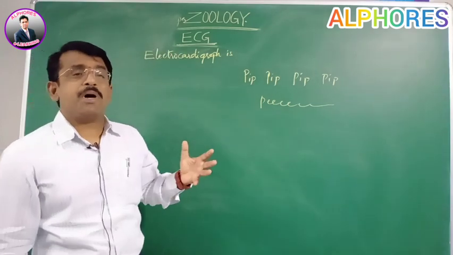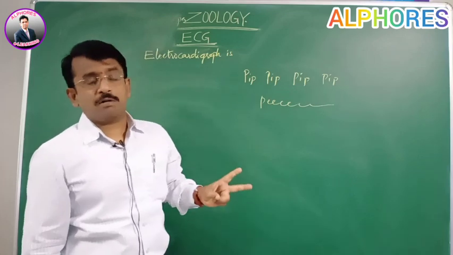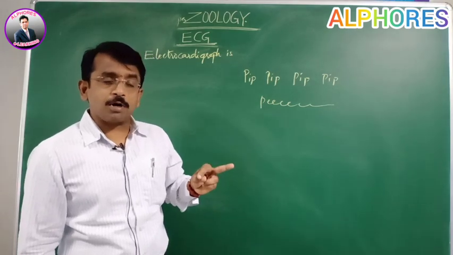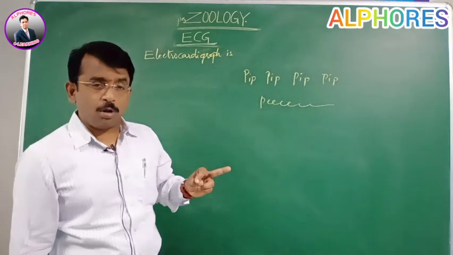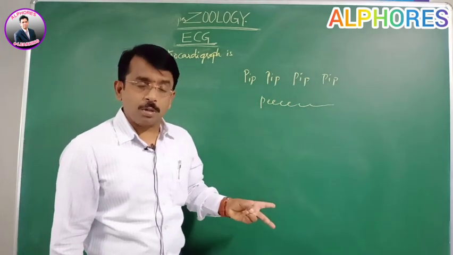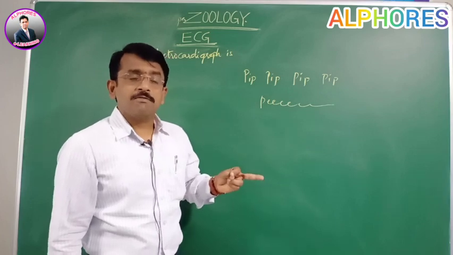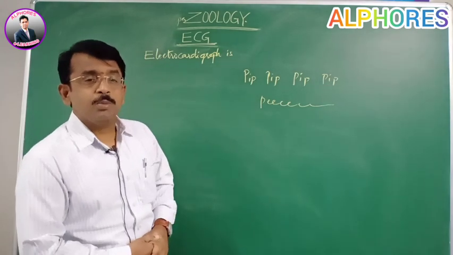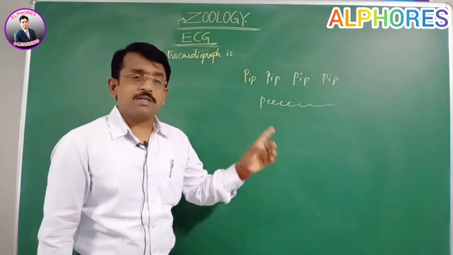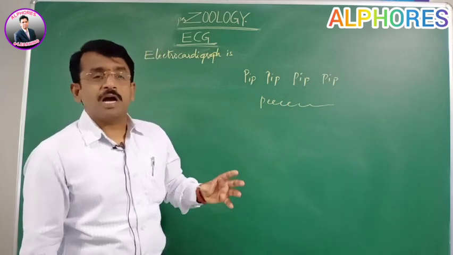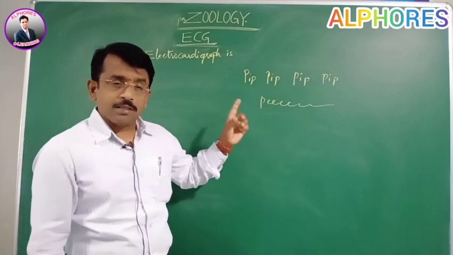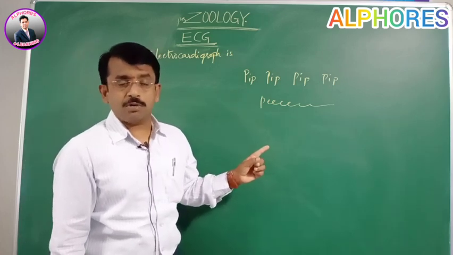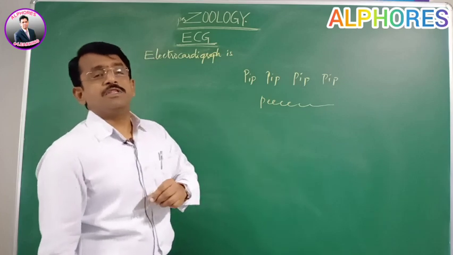Basically, we know the lub and dub heart sounds; these are the two heart sounds we already discussed. Lub is the first heart sound and dub is the second heart sound. Lub is generated during the atrial systole and dub during the ventricular systole. Lub is a long-period sound, 0.15 seconds, with a low pitch, whereas the dub is a short-period sound, 0.1 seconds, with a high pitch. The lub is produced due to the closure of the AV valves, and the second heart sound dub is due to the closure of the semilunar valves.